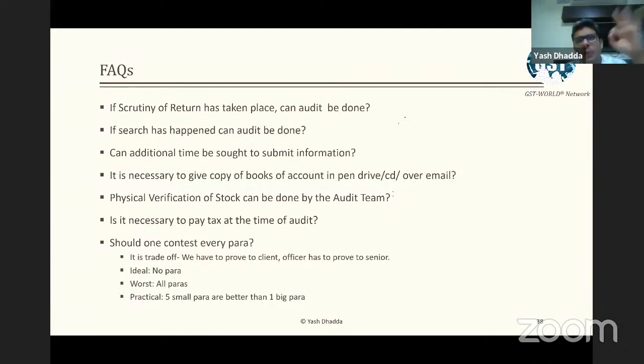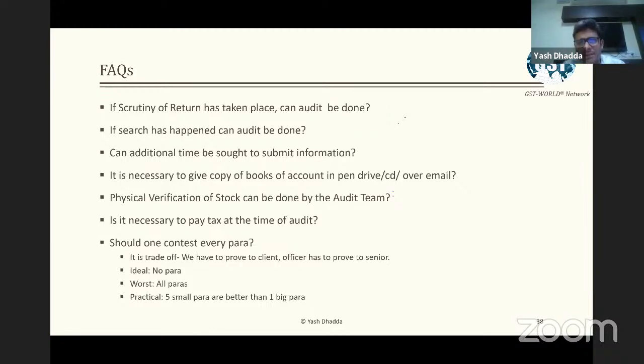The most important question which comes up is the officer is saying, give me the backup of your books of account. Give me Tally. They say, you give me access to your books. Give me access to ERP. Am I duty bound to give that? The answer to that is no. You're not duty bound to give that. But again, if you're not giving that, what are you going to give them?